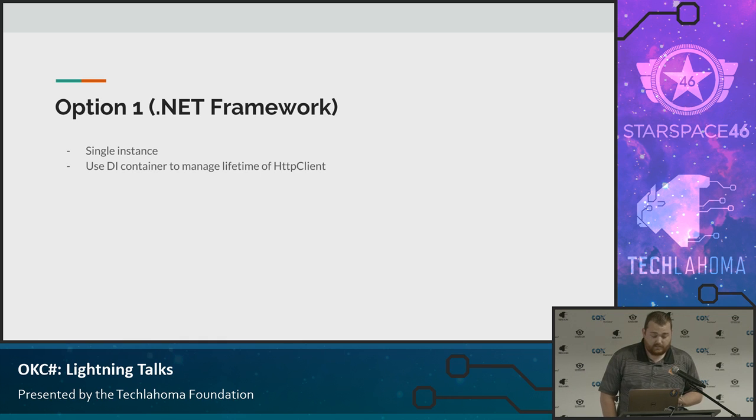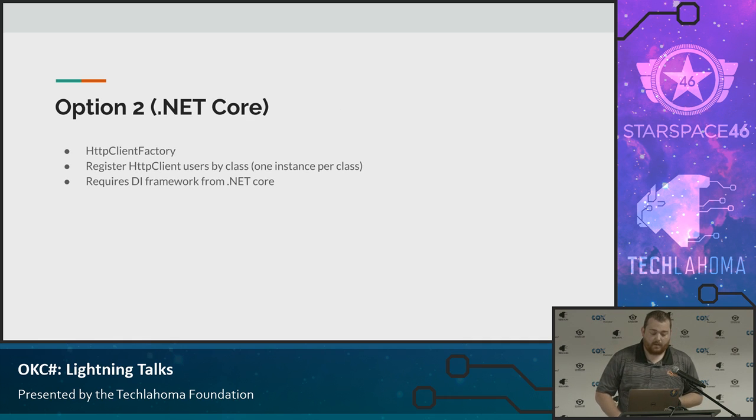Use a single instance, and better, use a dependency injection container for the lifetime of HttpClient. If you're using .NET Core, they recently released in 2.1 a thing called HttpClient Factory. It allows you to also manage the state of HttpClient.